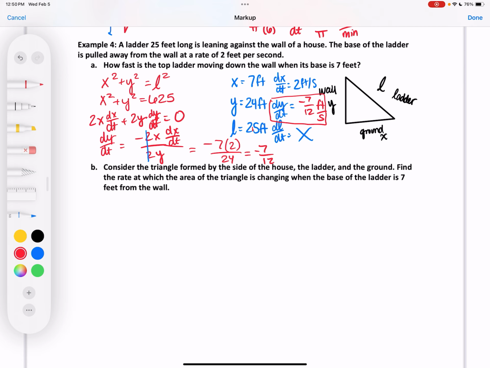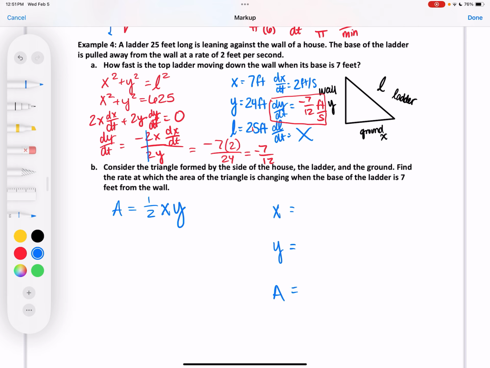Find the rate at which the area of the triangle is changing when the base of the ladder is 7 feet from the wall. In this case, I don't care about the length of the ladder because what's the area of a triangle? 1/2 base times height. So 1/2, in this case, x times y, just to be specific for our problem. So there's no L involved here. I don't need the hypotenuse value, so that's why I don't care about that. So I'll have x, y, and then I have area.